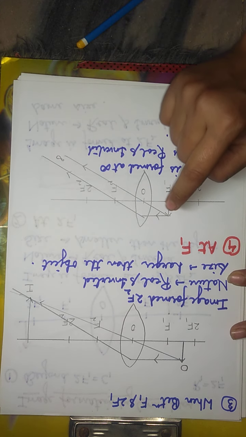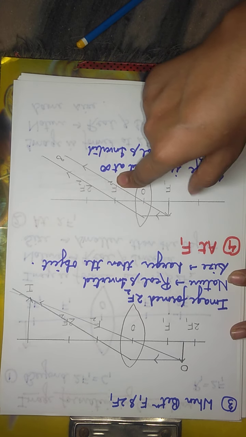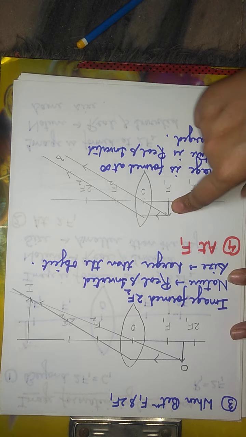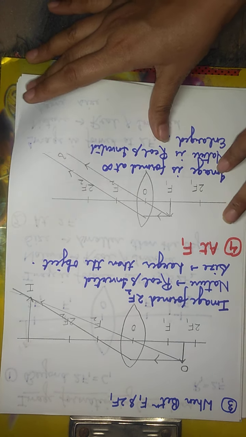Clear? जब मैंने ऑब्जेक्ट को इनफाइनाइट पे रखा है, इन्फिनिटी पे रखा है, तो इमेज कहाँ बन रही है? फोकस पे. क्लियर? अब मैंने ऑब्जेक्ट को फोकस पे रखा है तो इमेज कहाँ बन रही है? इन्फिनिटी पे. I will discuss that case.